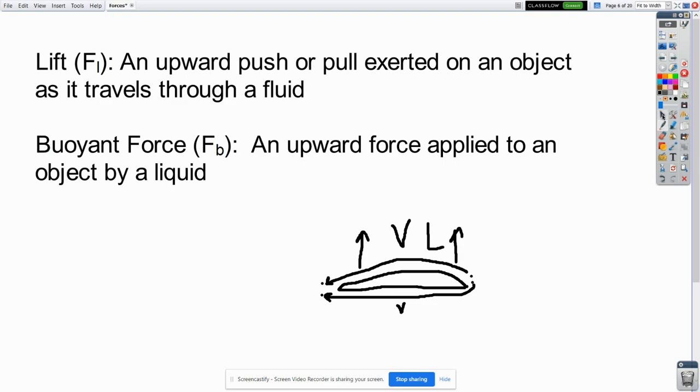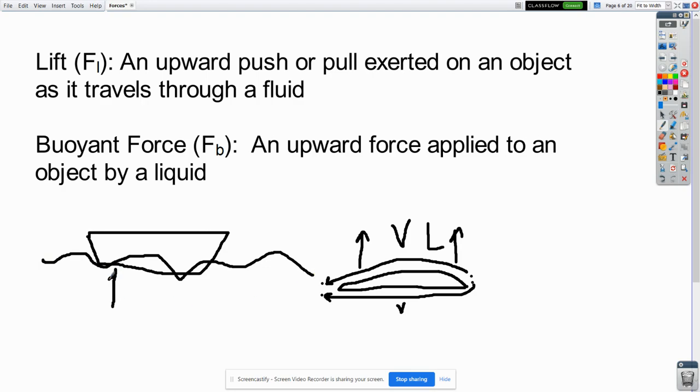And then finally, buoyant force. Buoyant force is the upward force applied to an object by a fluid. So if I take something like a boat and I stick it in water, the water is going to produce a buoyant force and push upward on the boat. The buoyant force is equal to the weight of the water that the boat displaces.